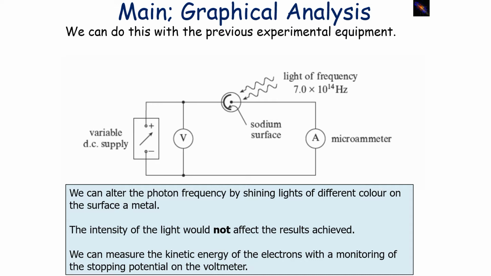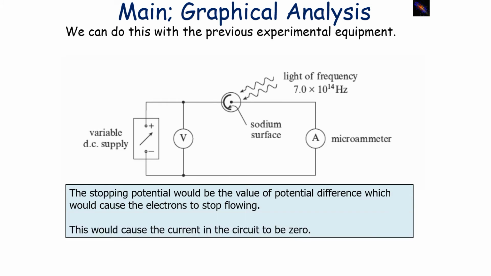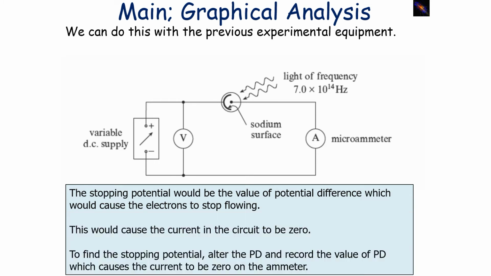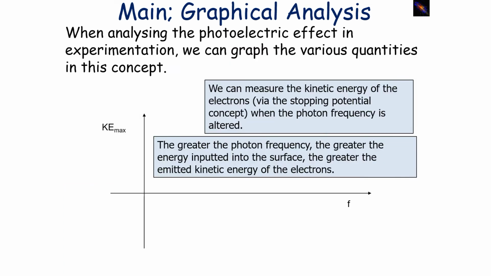We can measure the kinetic energy of the electrons with the monitor of the stopping potential on the voltmeter. The stopping potential will be the value of the potential difference which causes the electrons to stop flowing, and this will cause the current in the circuit to be zero. So to find the stopping potential, you alter the PD and record the value of PD which causes the current on the ammeter to read zero. Now again, we can use the stopping potential to then calculate the kinetic energy of the photoelectrons. You can then plot the kinetic energy of the photoelectrons against frequency.